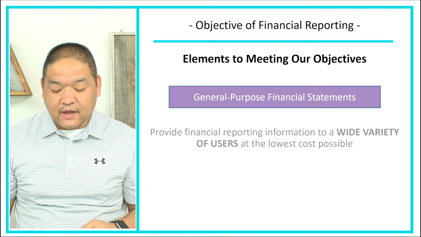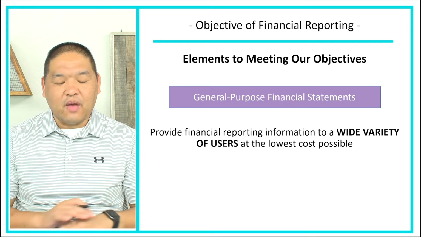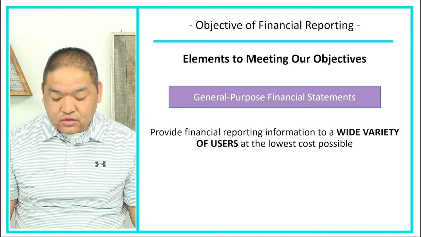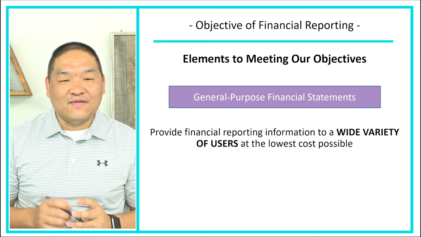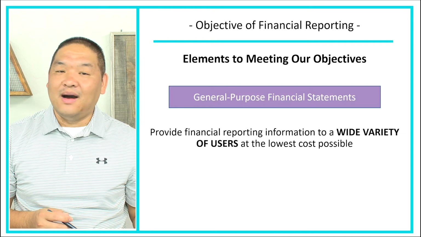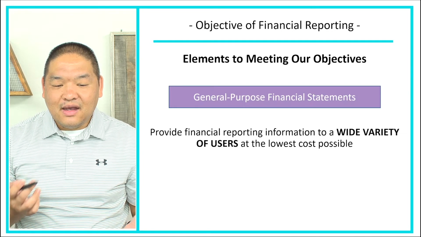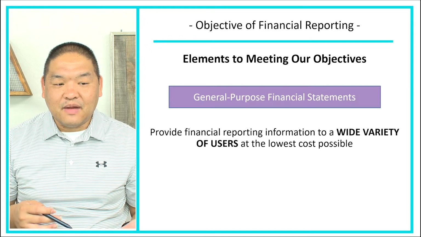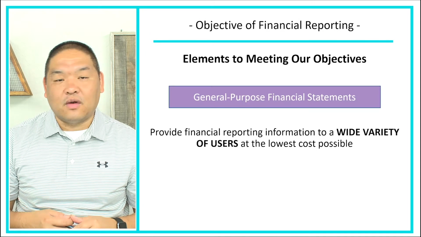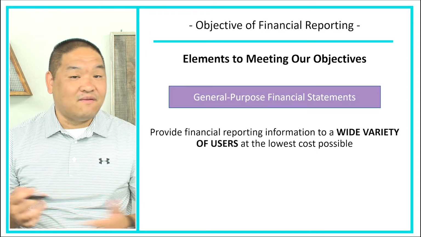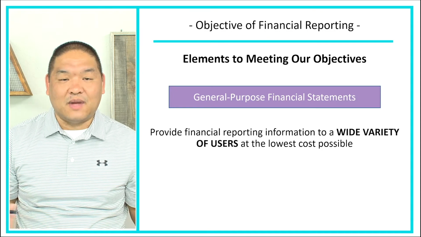So general purpose financial statements means that we should be providing financial reporting information to a wide variety of users at the lowest cost possible. Because, at the end of the day, who's paying for these audits? It's not the company, it's the investors. Because if we have to incur this cost as a company, that means that we have less money to give to our investors in the form of dividends. So really, it's the investors that are paying for these audits, not necessarily the company.